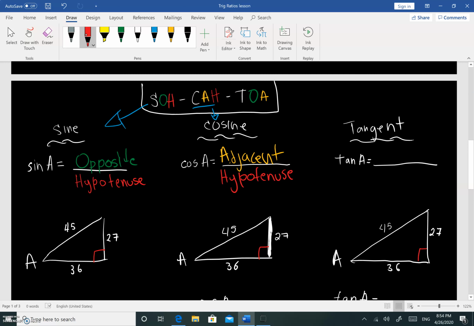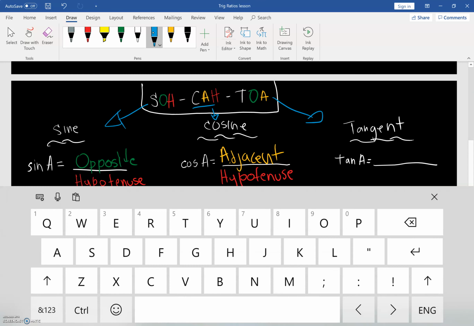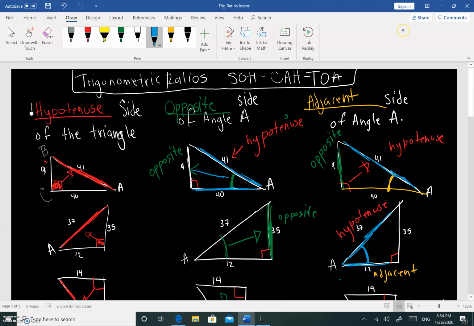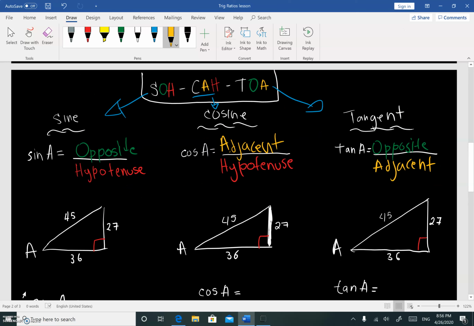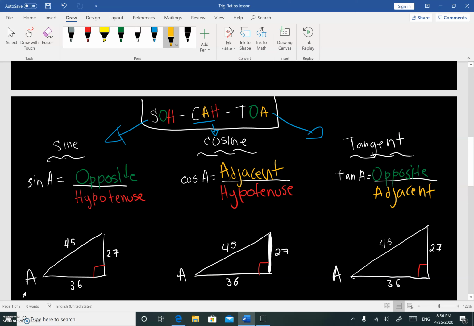And the last one is tangent. Now, what is O? In this case, O is the opposite, and A is going to be the adjacent. So the resulting ratio is opposite over adjacent.